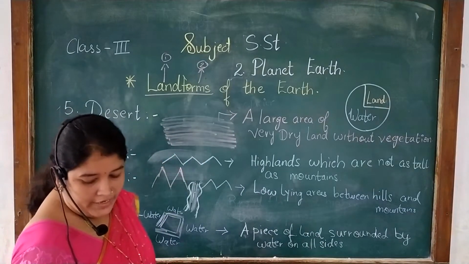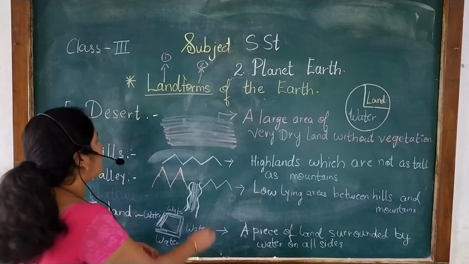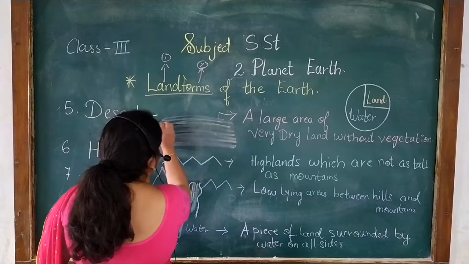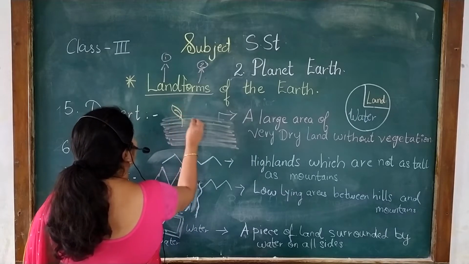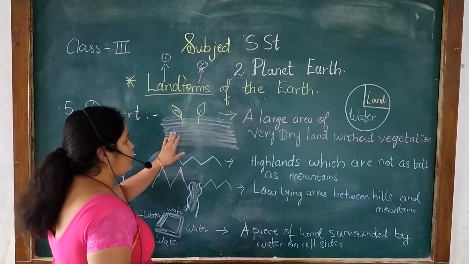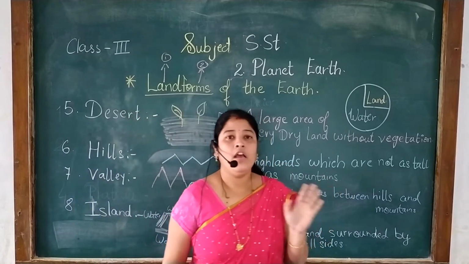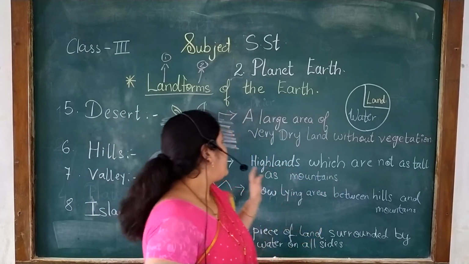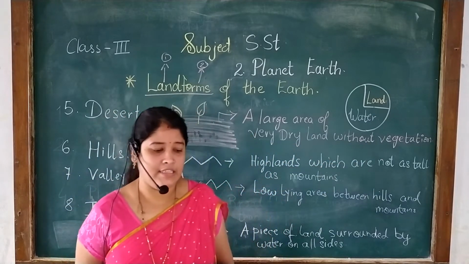So see here I have drawn sand. All of you know sand. Most of you have visited Rajasthan. So the dry area and sand like this is there. Only some vegetation is grown, and without vegetation this land is there. So a very large area with very dry land and without vegetation is called desert.